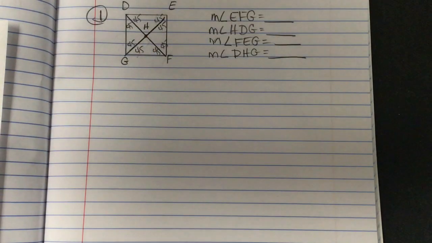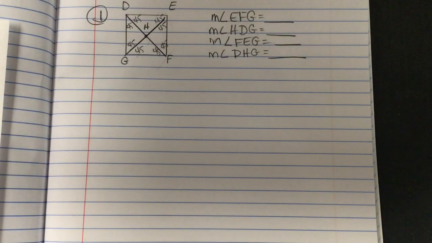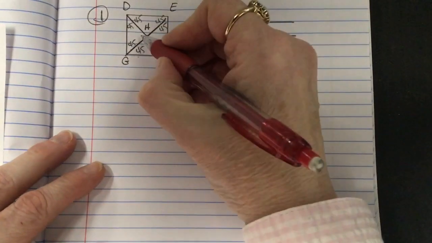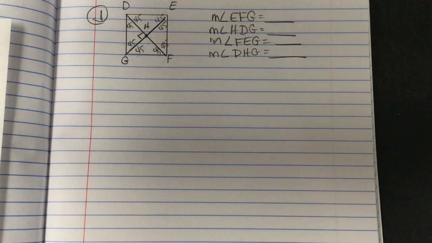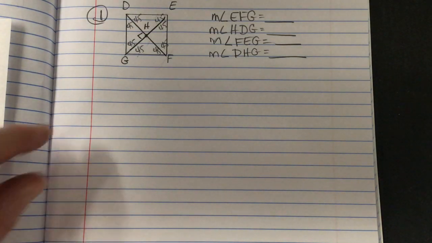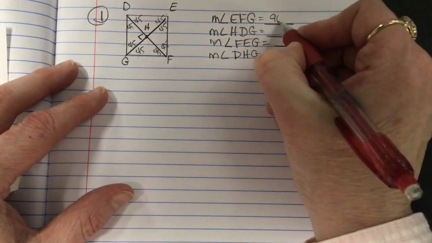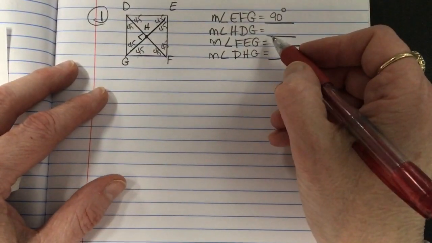And that's because it's a rhombus. Right angles because it was a rectangle. 45 degrees at the corner because it was a rhombus. And 90 degrees in the center because it's a rhombus. So, what do we need? They're either going to be 90 or they're going to be 45. What's EFG? 90. HDG.